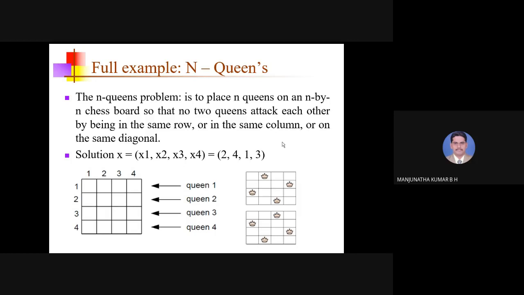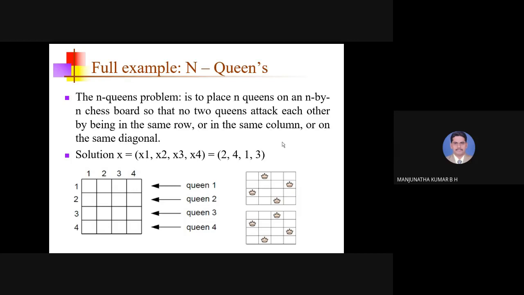The second solution is that you can place the first queen in the third column. Can I place the second queen in the second column? No, I can't, because if I place the second queen in the second column, it attacks the first queen in the diagonal. So the best place for the second queen is the first column.